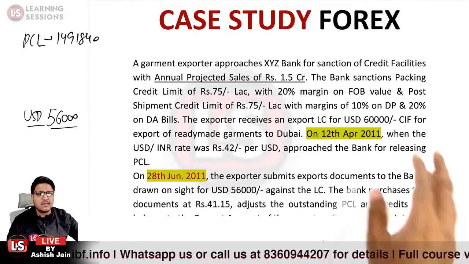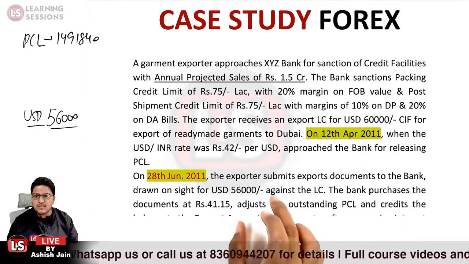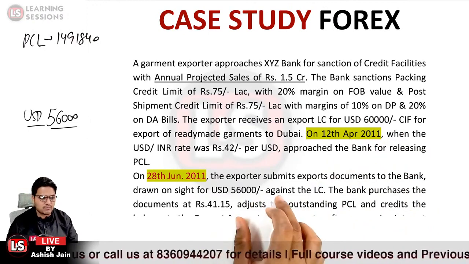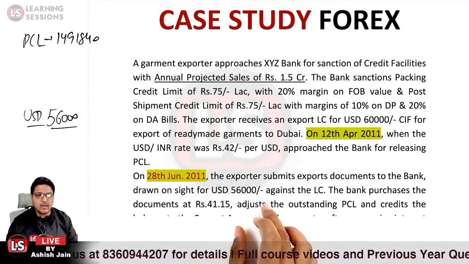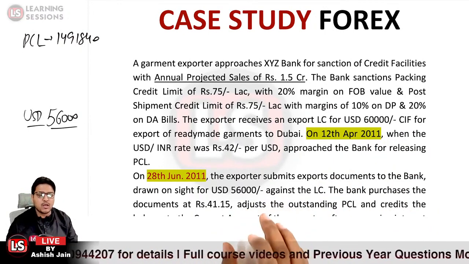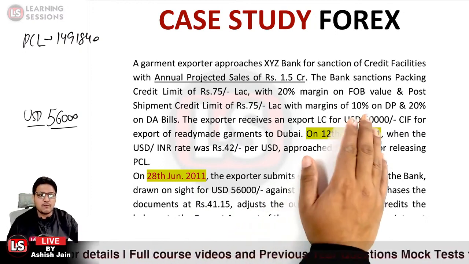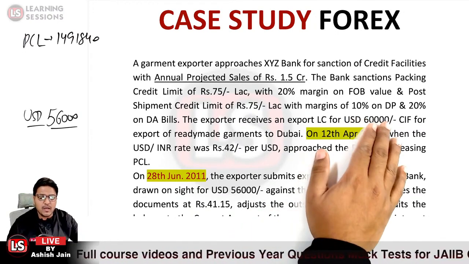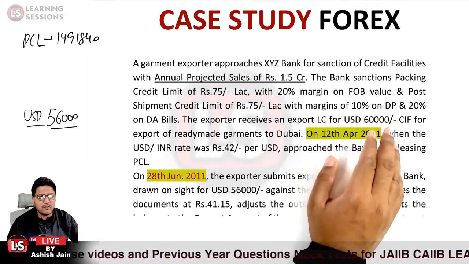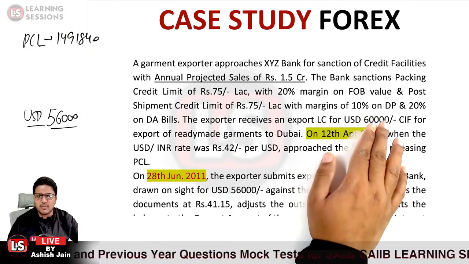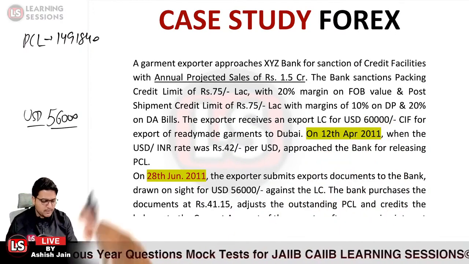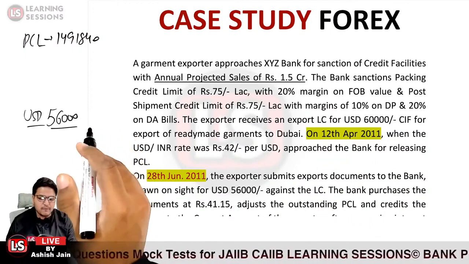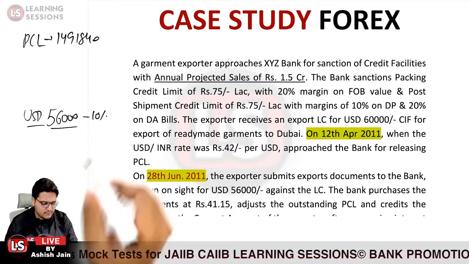And you need to consider this particular point, because this LC is a sight LC. In that case, we will be having a margin of 10%. In the case of documentary payments, we'll be having 10% of the margin over here. So over here 56,000 USD, and further there will be 10% of the margin, if I'm not wrong.